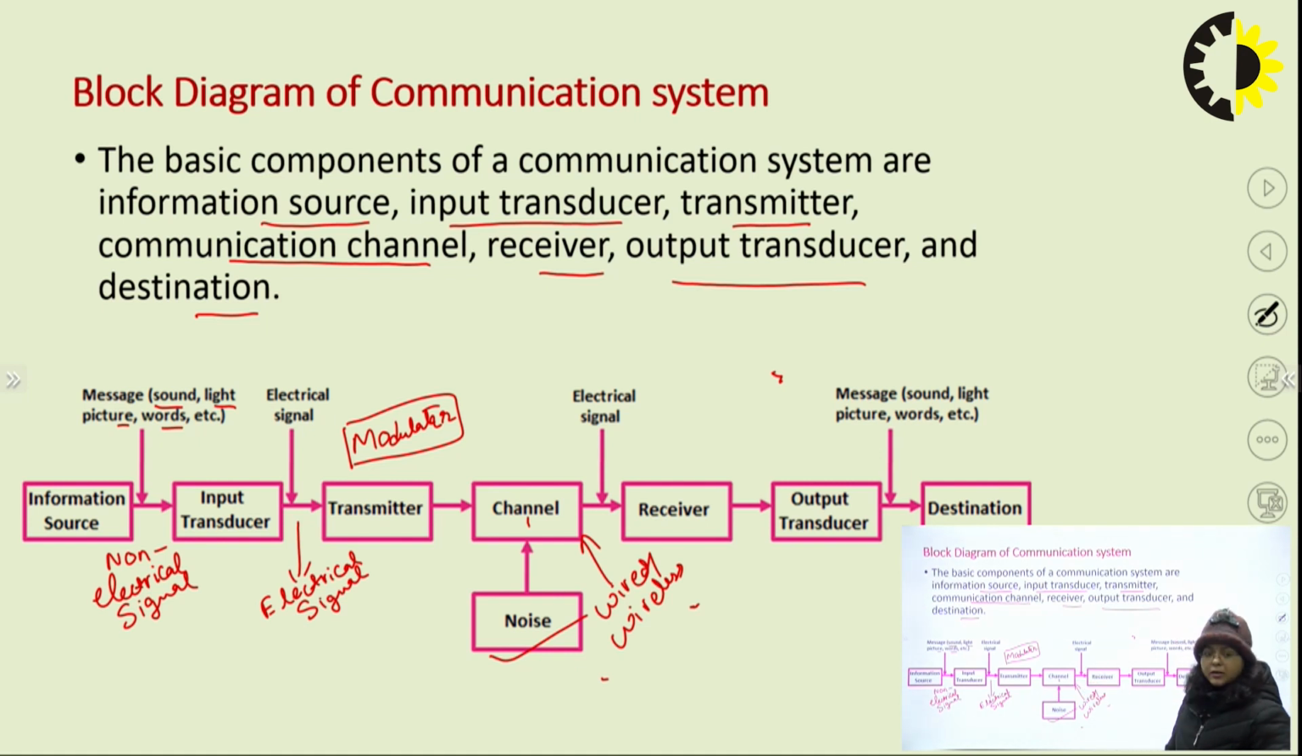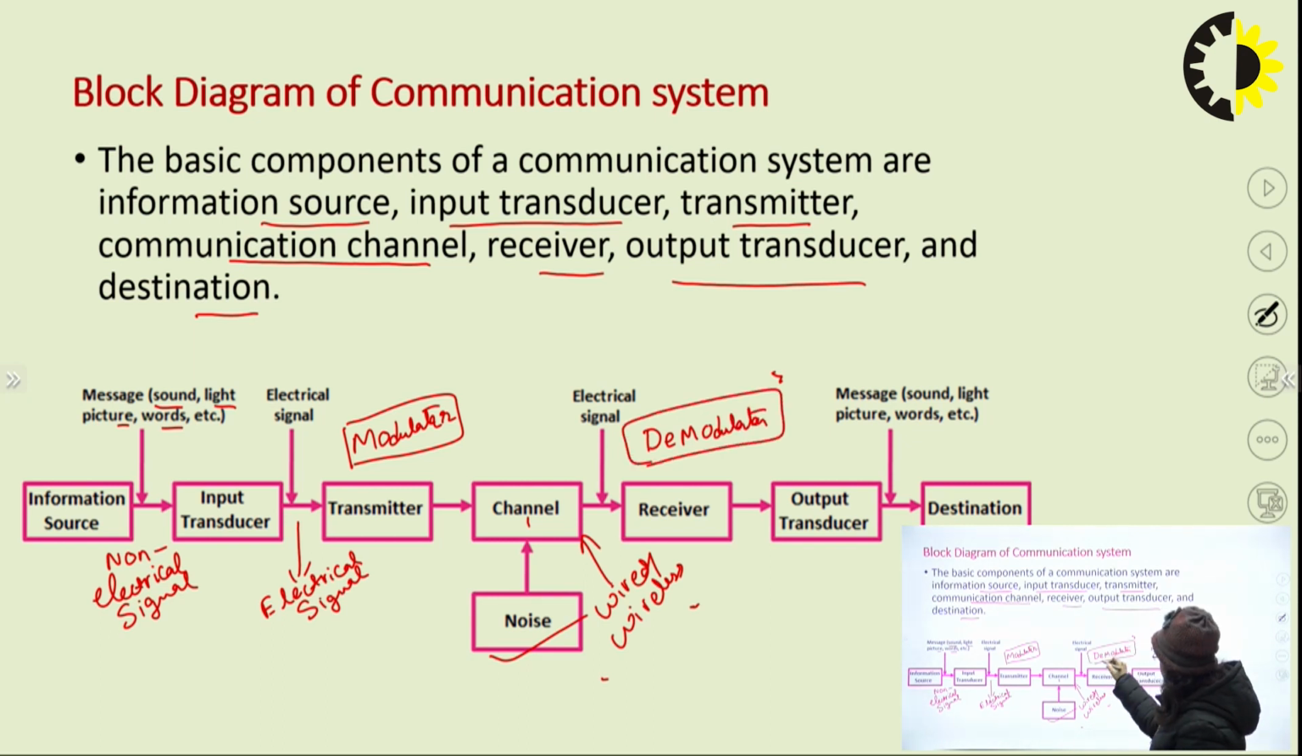Again, the channel generates an electrical signal which goes to the receiver. And receiver consists of amplifiers and demodulator. The work of demodulator is just the reverse of modulator. Modulator converts low frequency message to high frequency signal, whereas demodulator extracts the message from high frequency received signal. So receiver consists of demodulator plus some amplifiers and filters to generate the output signal.